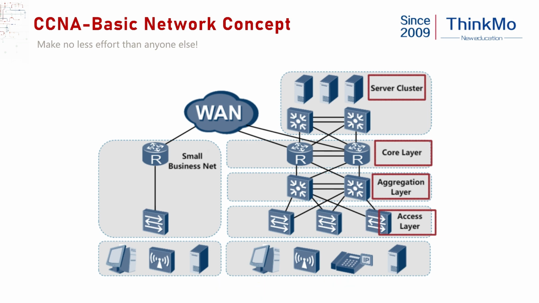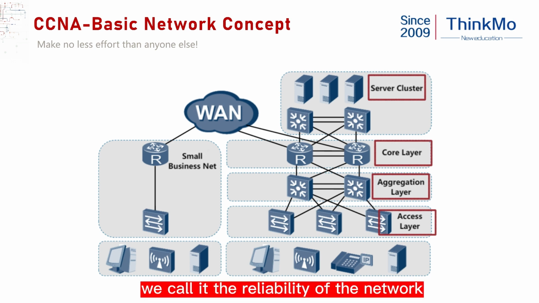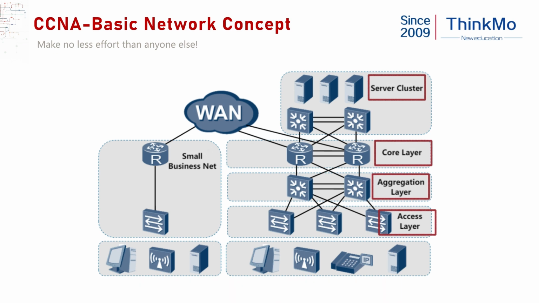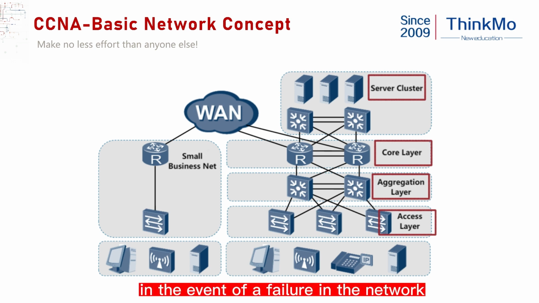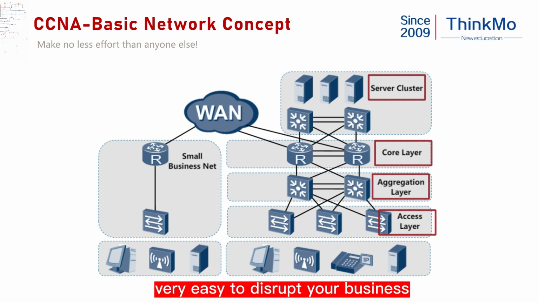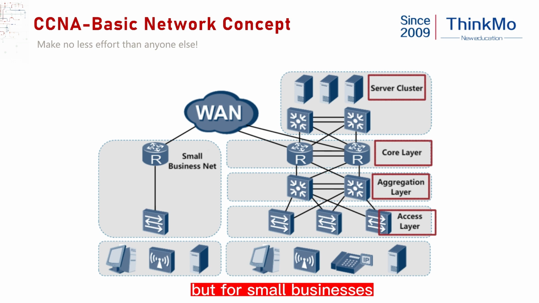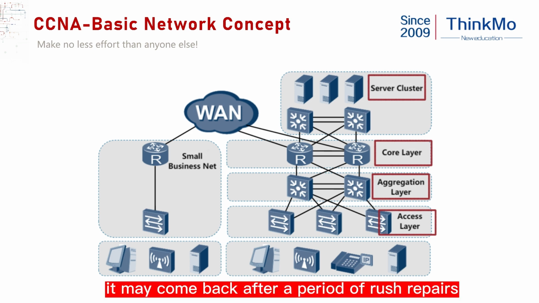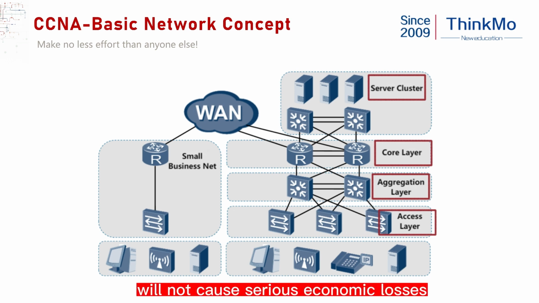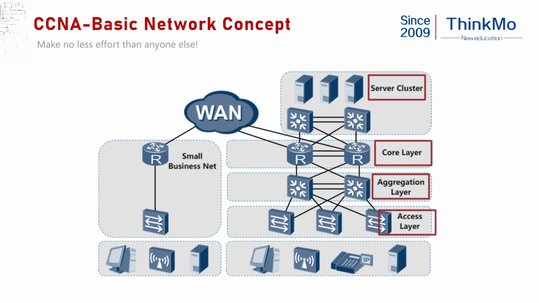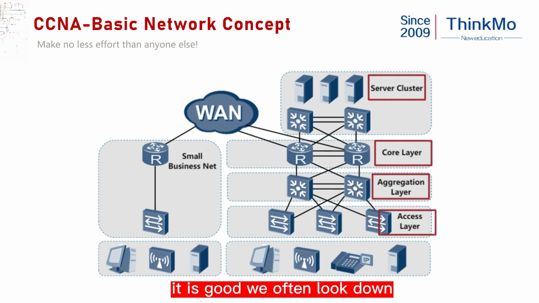In fact, it is relatively low reliability. We call it the reliability of the network, that is, the ability of the network to resist risks is very small. In the event of a failure in the network, it is very easy to disrupt your business. It is not optimized enough. But for small businesses, business interruption may not hurt your vitals. It may come back after a period of rush repairs. You're okay, and it will not cause serious economic losses. It is good. We often look down.